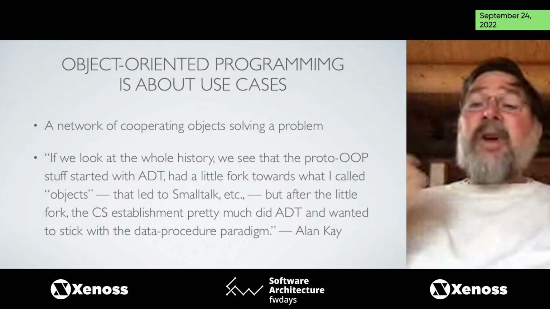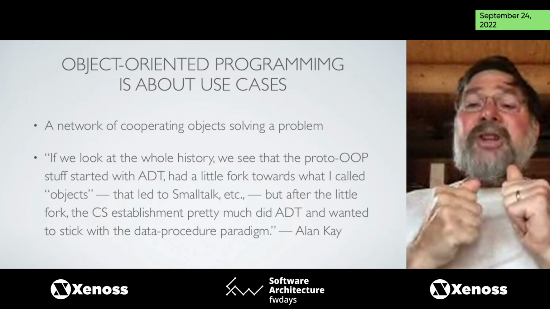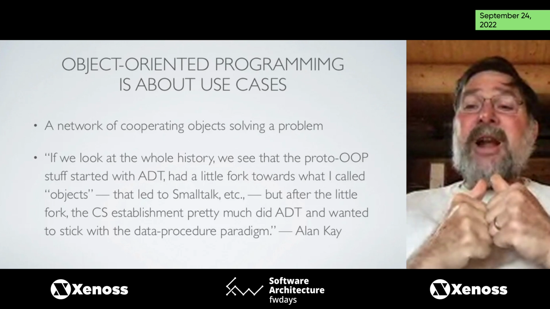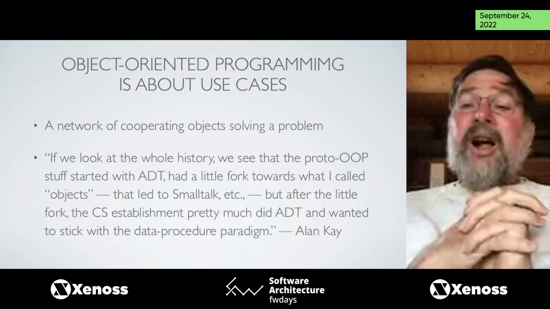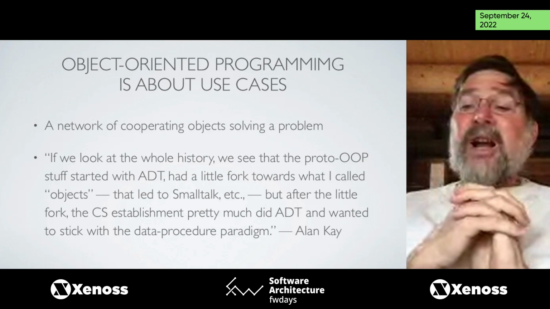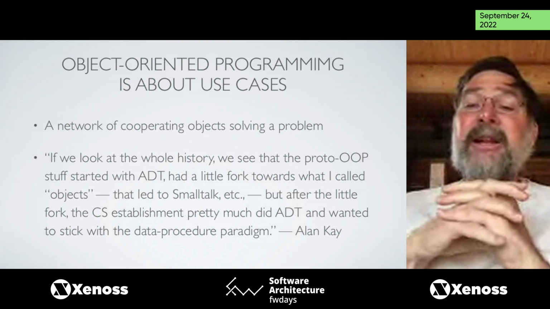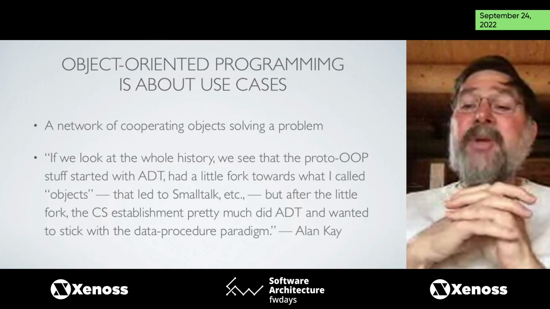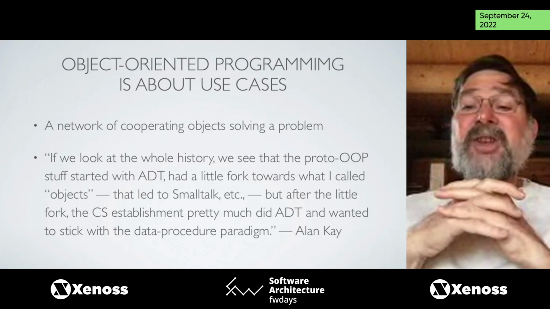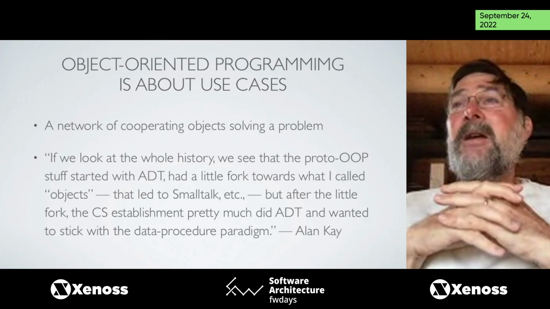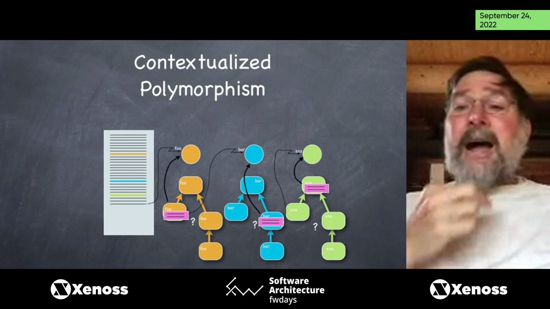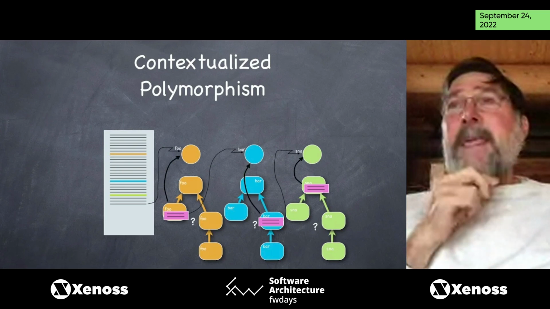And he says, if we look at the whole history, we see that the proto-object-oriented programming stuff started with abstract data types, had a little fork, what I call objects, and that led to Smalltalk and so forth. But after the little fork, the computer science establishment pretty much did abstract data types and wanted to stick with the data-procedure paradigm. So nowadays that is object-oriented programming.